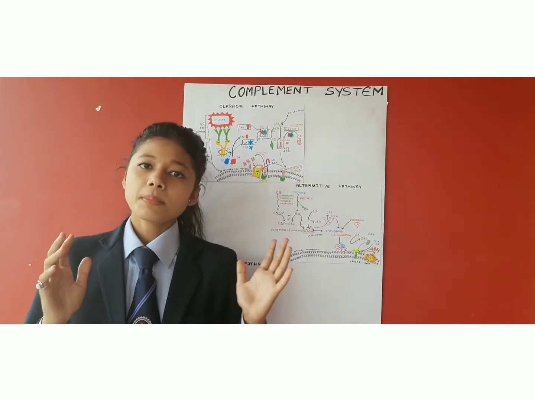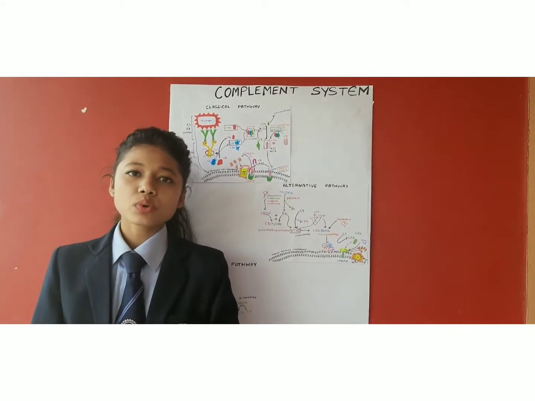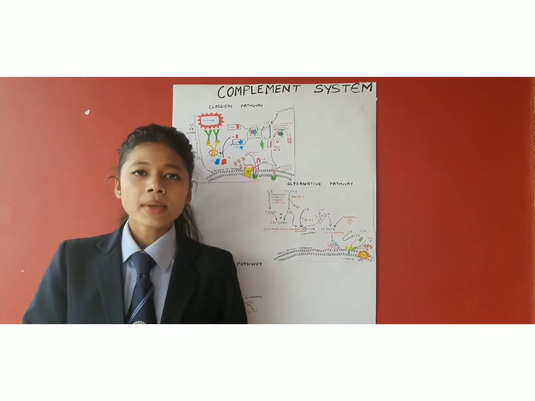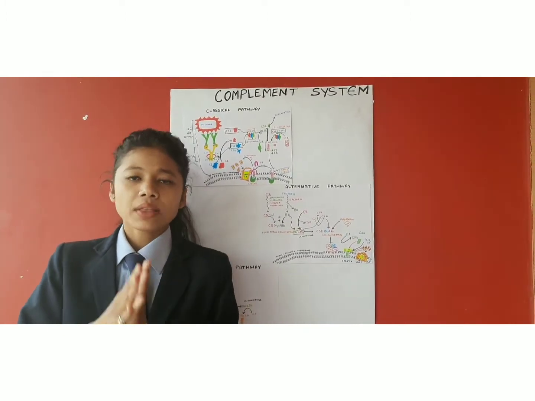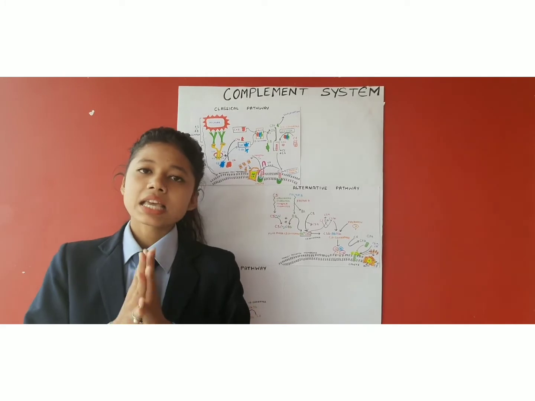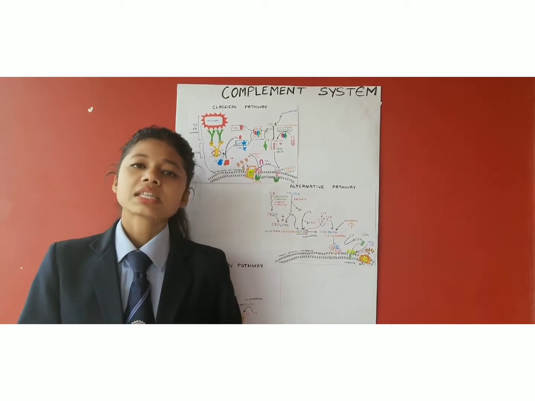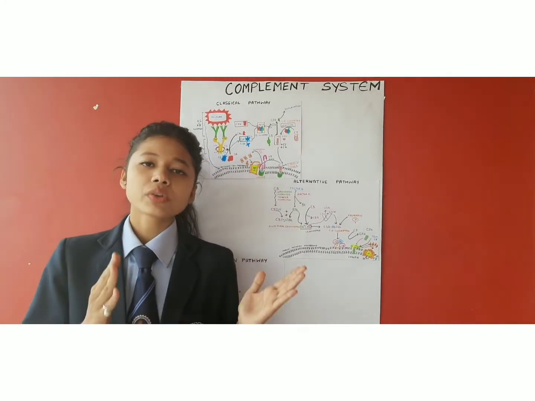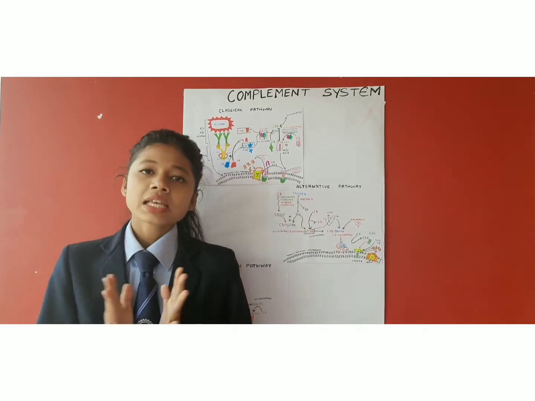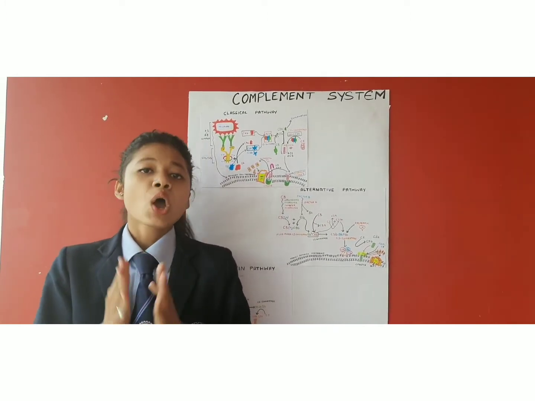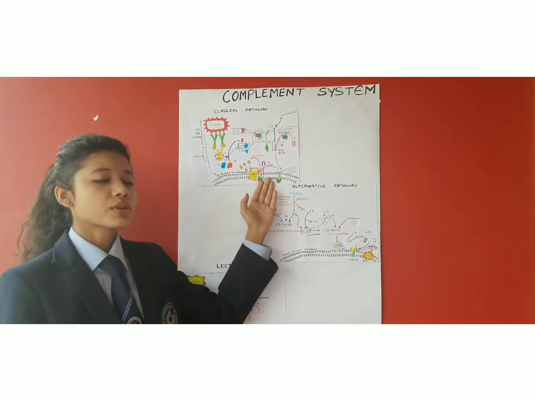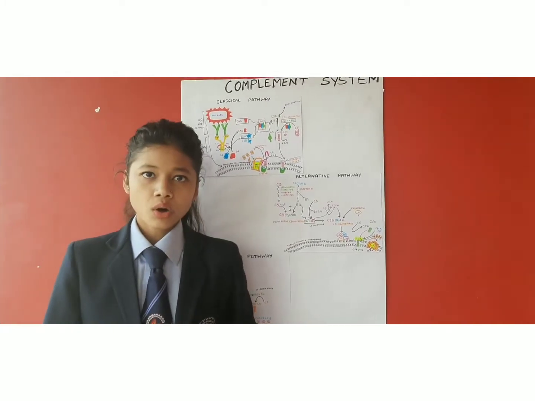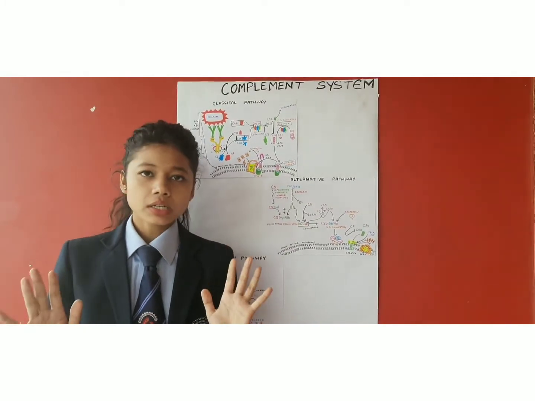Now, C3b, being a larger and active fragment, will bind to the C3 convertase, forming the complex C4b2a3b, which acts as C5 convertase. Now, C5 convertase will act upon C5, which will convert it into C5a and C5b. C5b, being a larger and active fragment, will now enter into the pathogen membrane, as you can see in the diagram. Okay, now C5b has entered the pathogen membrane.